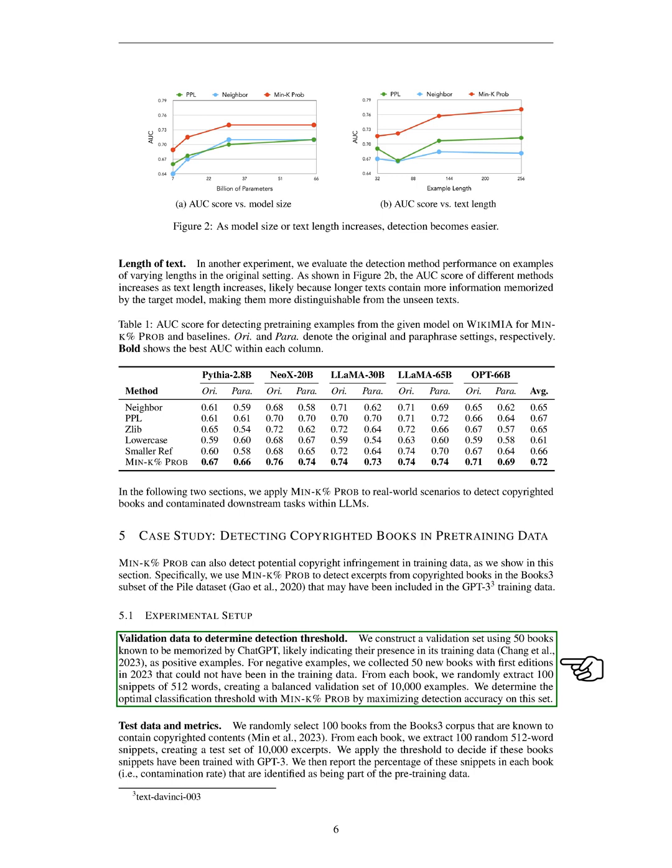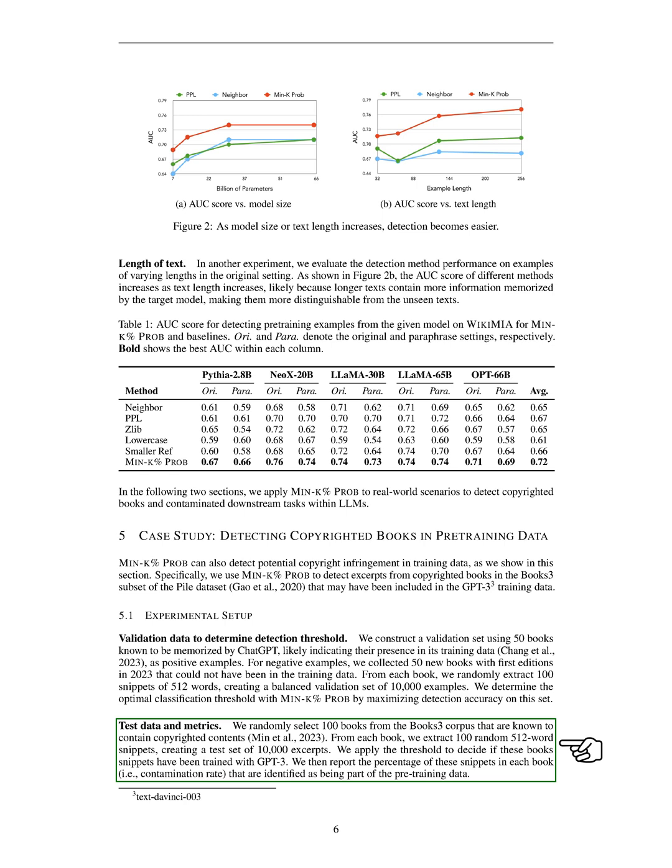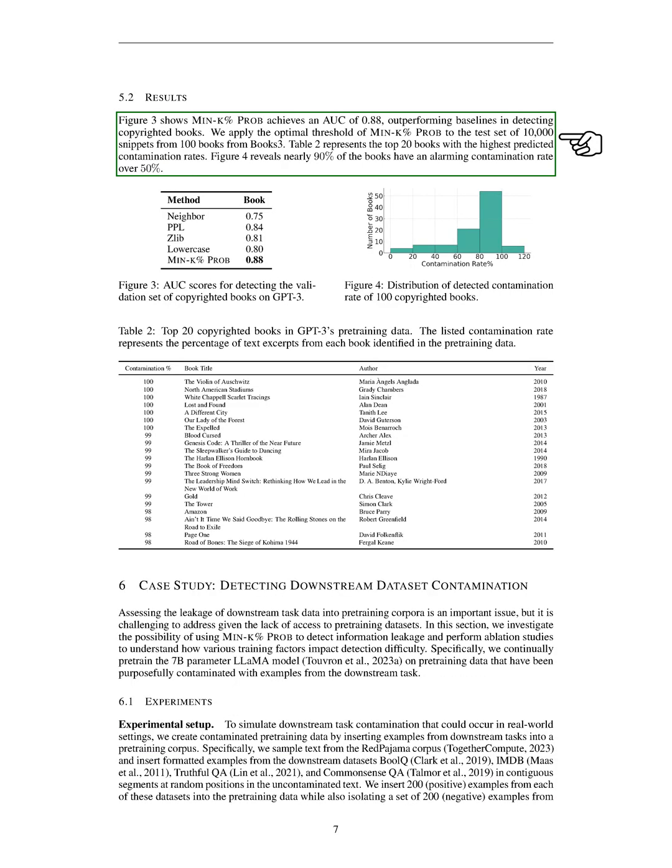To validate our method, we created a set of 10,000 examples using 50 books known to be memorized by the language model and 50 new books that could not have been in the training data. We then determined the optimal classification threshold by maximizing detection accuracy on this set. We applied this threshold to a test set of 10,000 excerpts from 100 books known to contain copyrighted content. Our method achieved an AUC of 0.88, outperforming baselines in detecting copyrighted books. We found that nearly 90% of the books have a contamination rate over 50%.